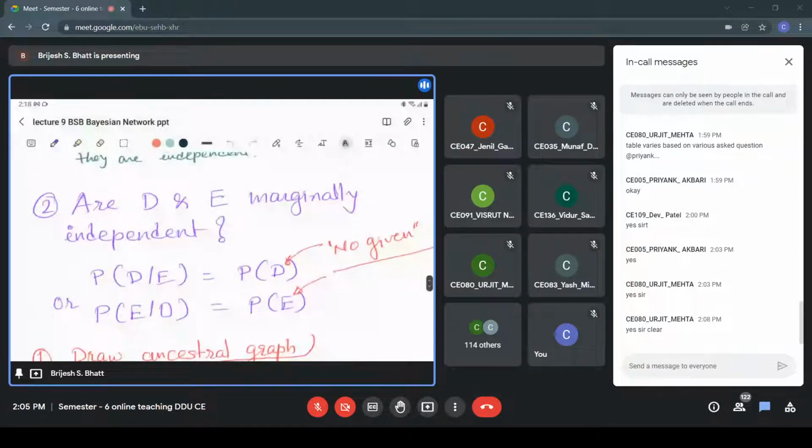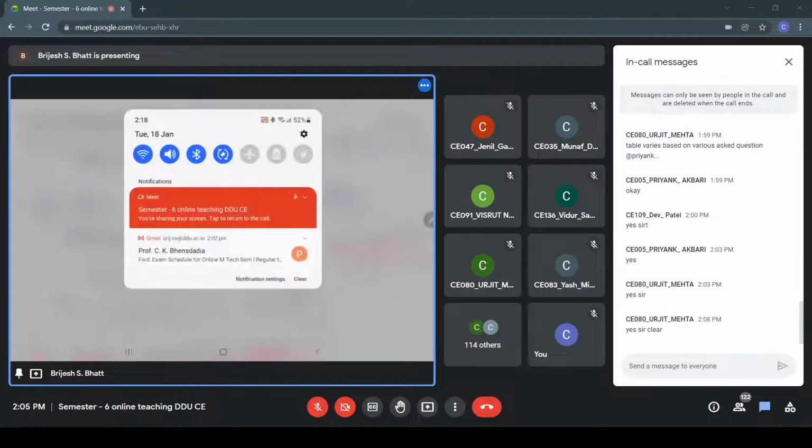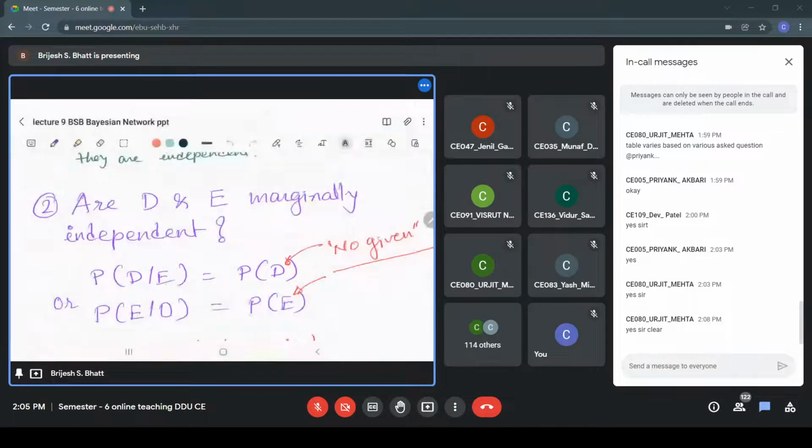So let me ask another question. Are D and E marginally independent? So what do we mean by marginally independent? That probability of D given E is equal to probability of D. So you don't need E to calculate probability of D. And similarly, to calculate probability of E, you do not need D. So that is the question.